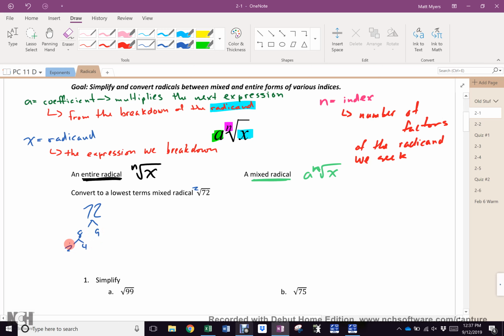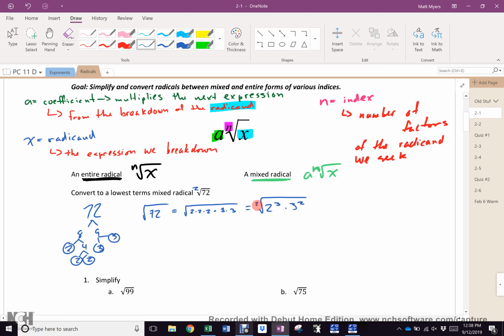8 is 2 times 4, and 4 is not prime, so 2, 2. 9 is 3, 3. Those are all prime. So now I know that the square root of 72 is the same thing as the square root of 2 times 2 times 2 times 3 times 3, which is the same as, since we're in the 11th grade, 2 cubed times 3 squared. Right?